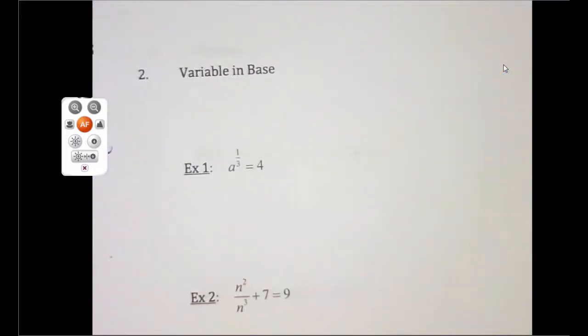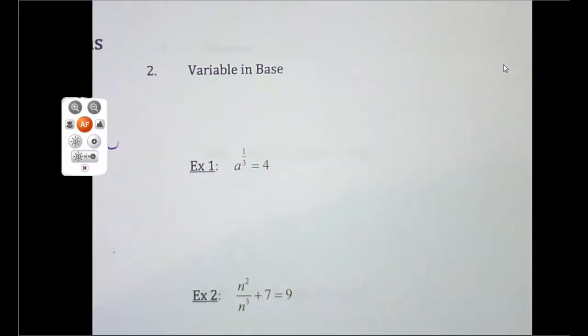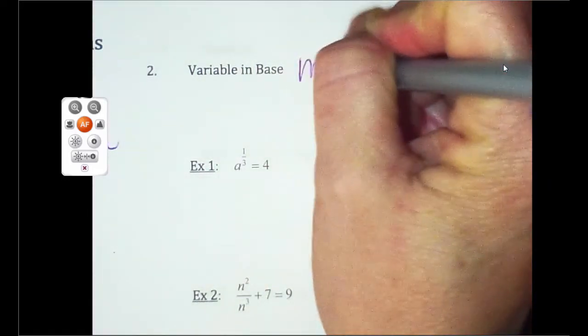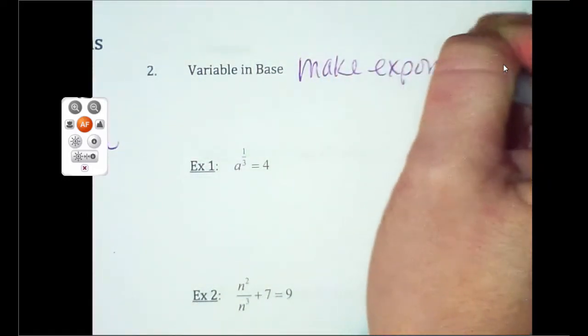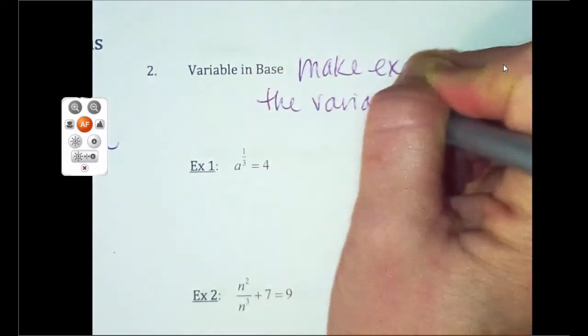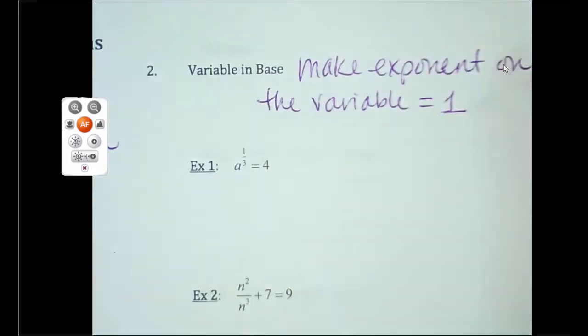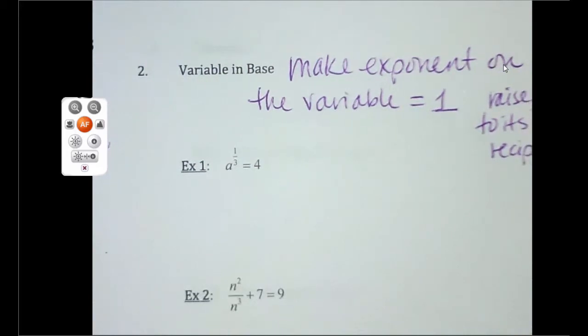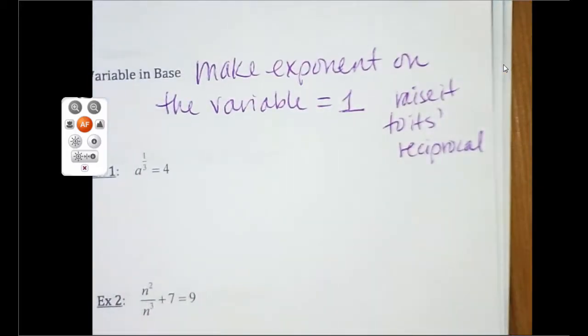The second thing that can happen is we can have equations in which the variable is in the base, not the exponent. When that happens, we want to make our exponent on the variable equal 1. And in order to do that, you raise it to its reciprocal. Because when you multiply a number by its reciprocal, you get 1. So we're going to make the exponent on the variable equal to 1 by raising it to its reciprocal.